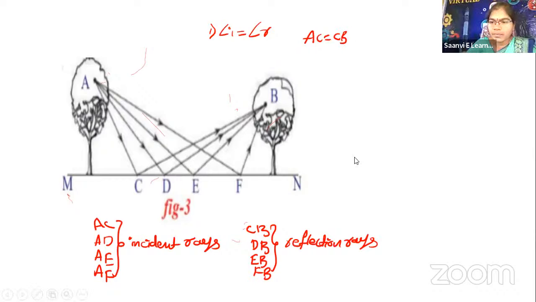Again, can anyone say? AC equal to CB. According to the first law of reflection, angle I equal to angle R. AC equal to CB. Again, next one.